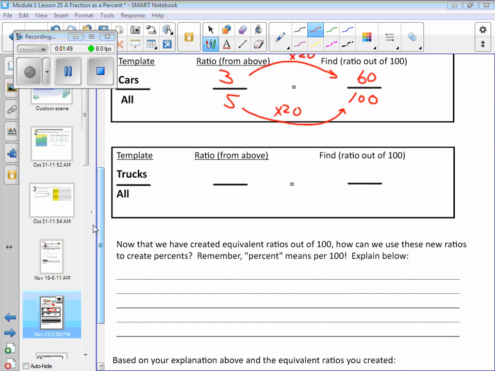All right, now we'll do the one for trucks. Trucks to all is what ratio? Is? Good. Same thing. It's a multiplication factor of times 20. Gav, 2 times 20. All right, good.